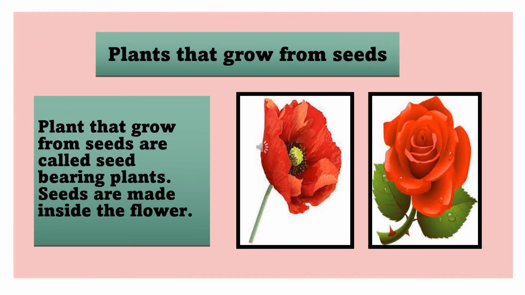There is another kind of plants that grow from seeds. Plants that grow from seeds are called seed-bearing plants. Seeds are made inside the flower. Examples include the poppy and rose plant.